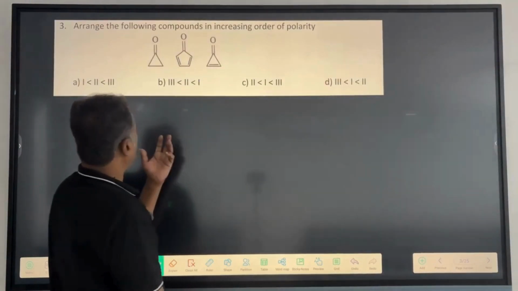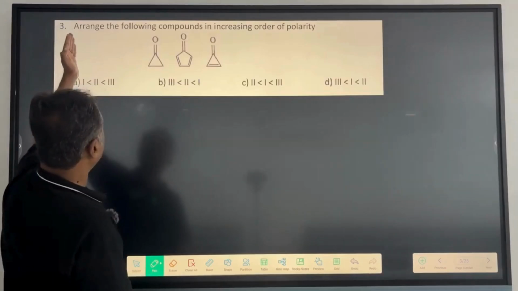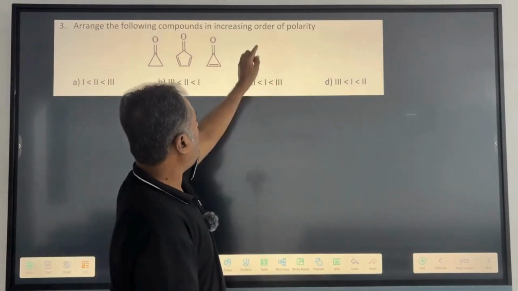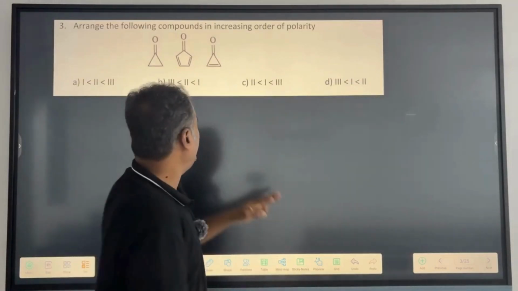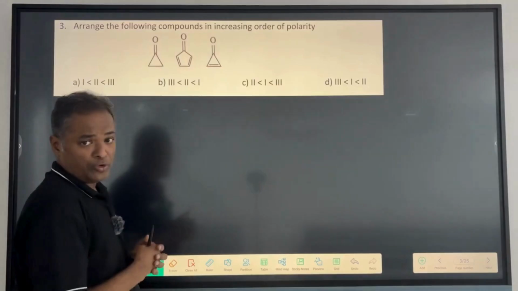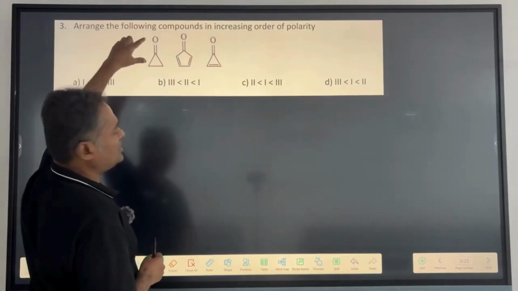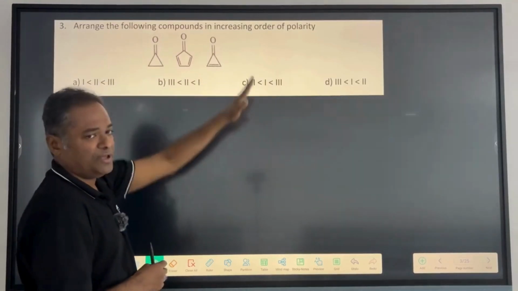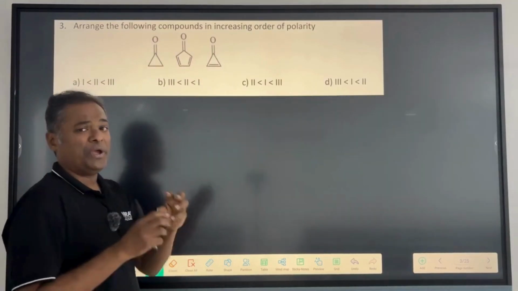As the third question, it says: arrange the following compounds in increasing order of polarity, and there are 3 structures given to you. Obviously, the first structure you can see is 1, the middle one will be 2, and the last one will be 3. Now, the question is, what can you tell about polarity?